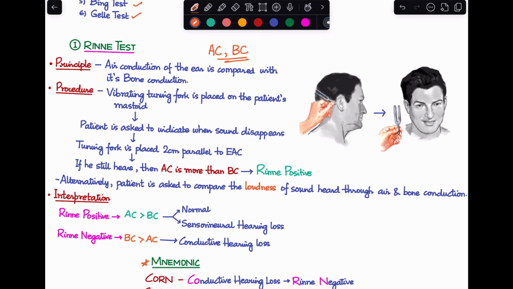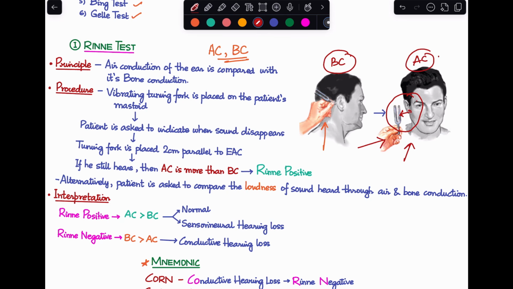We'll take a vibrating tuning fork, and as you see in the image over here, first we'll place it on the mastoid process. After placing this, we'll ask the patient to indicate when they stop hearing the sound. As soon as they indicate that they have stopped hearing the sound, we'll change that position to the second image over here, where we place the tuning fork 2 centimeters parallel to the external auditory canal. This is how we are testing the air conduction. First we tested the bone conduction and next we're testing the air conduction.